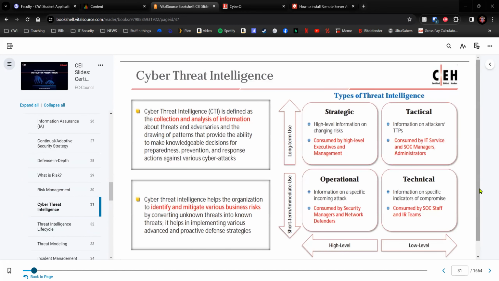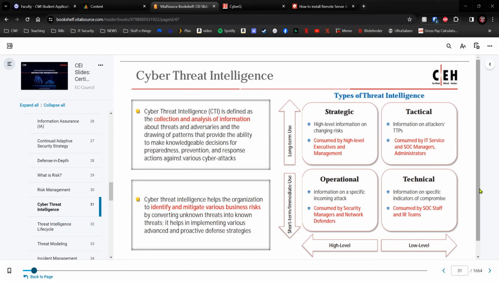Sorry, this has got quite a bit in here. Cyber threat intelligence, or CTI, is defined as the collection and analysis of information about threats and adversaries, the drawing of patterns that provide the ability to make knowledgeable decisions for preparedness, prevention, and response actions against various cyber attacks.